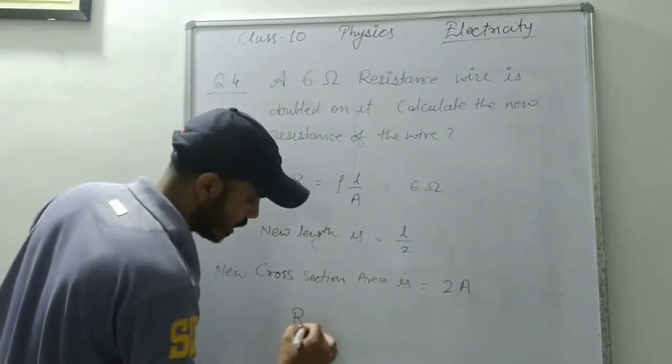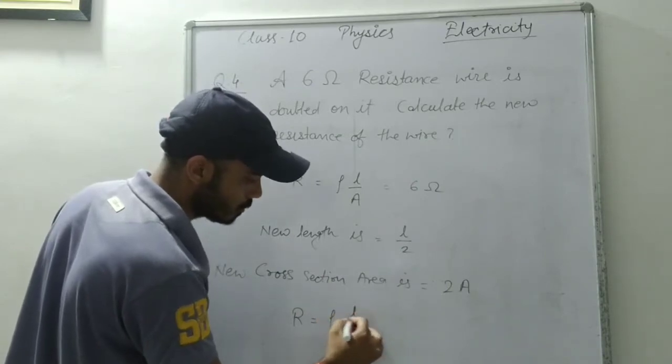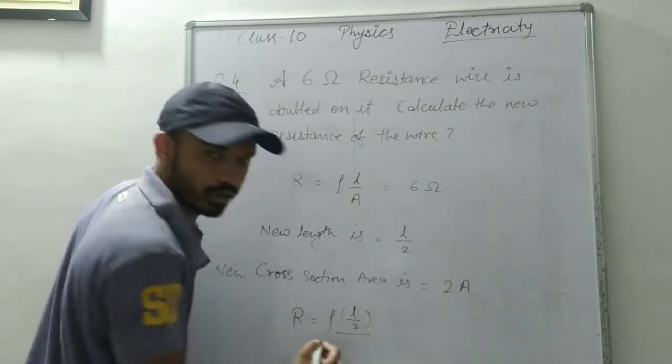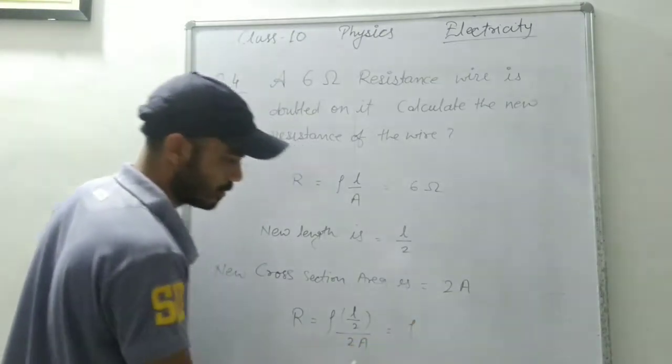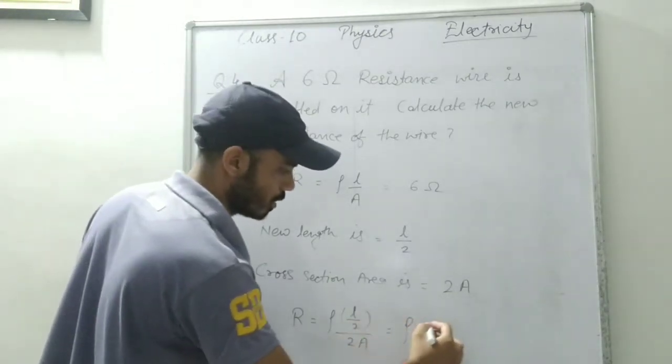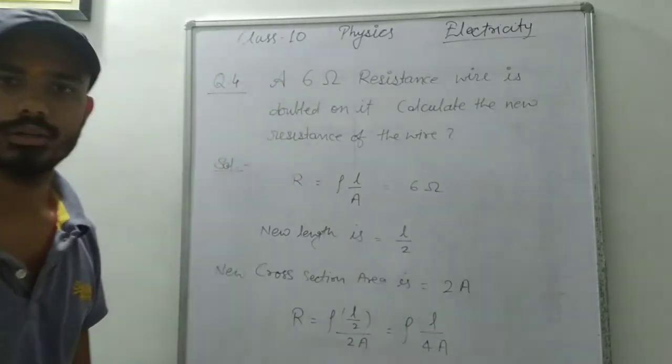So the initial cross section area was a, so now the cross section area is 2a. So now calculate the resistance R equals rho, the new length is L by 2 and the new cross section area is 2a, so rho L upon 4a. Okay, get it?